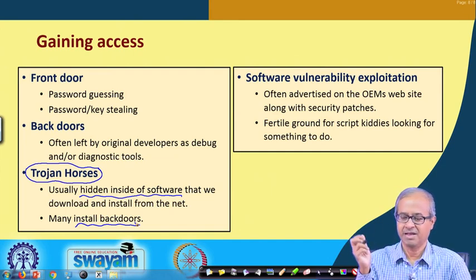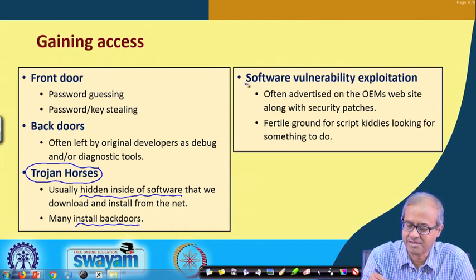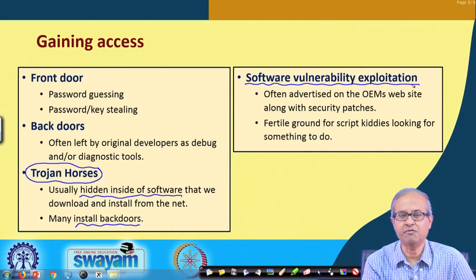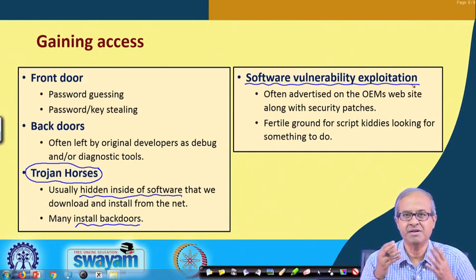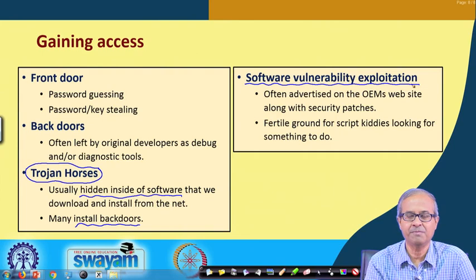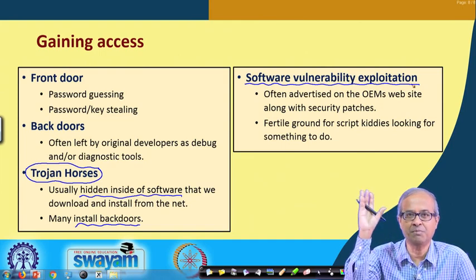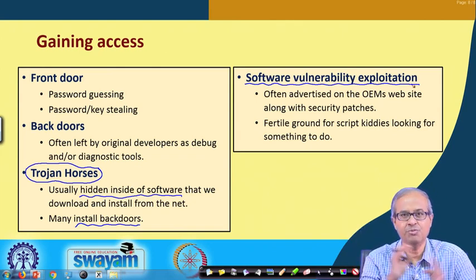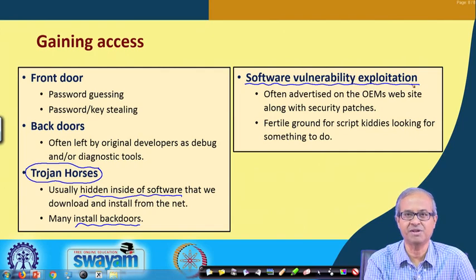And lastly comes software vulnerabilities exploitation. When a software is developed by a company, that software is sold. With time, some vulnerabilities might get detected. Normally, those vulnerabilities are published on the website of that company, saying that these are the vulnerabilities, please install this patch to overcome that vulnerability. But not everyone sees that message and installs the patch.